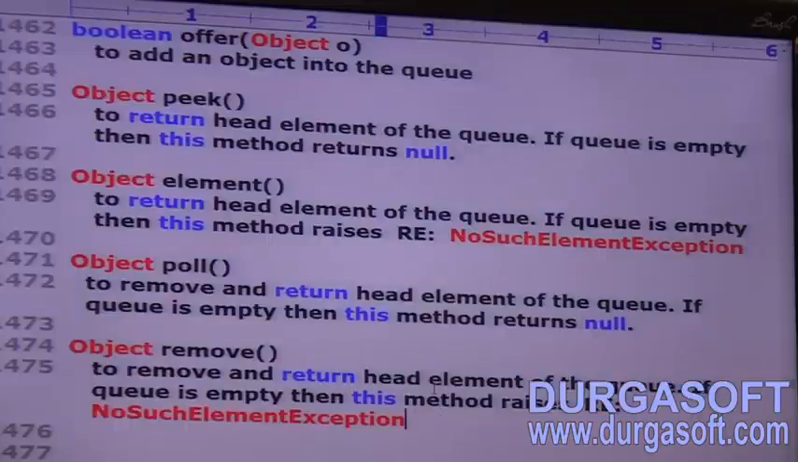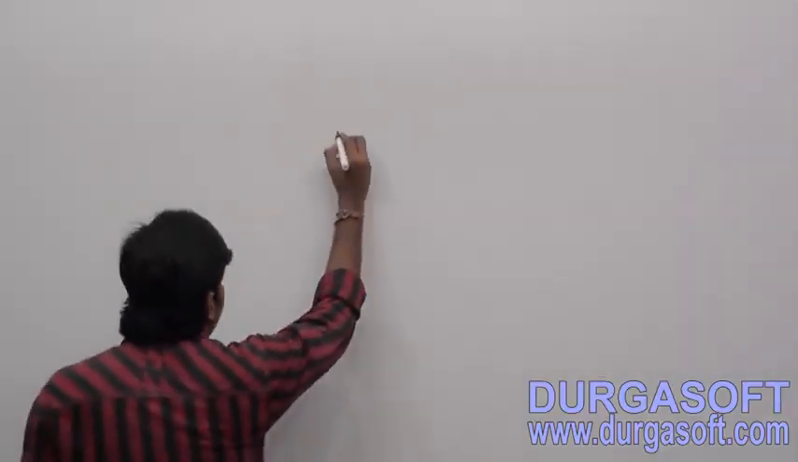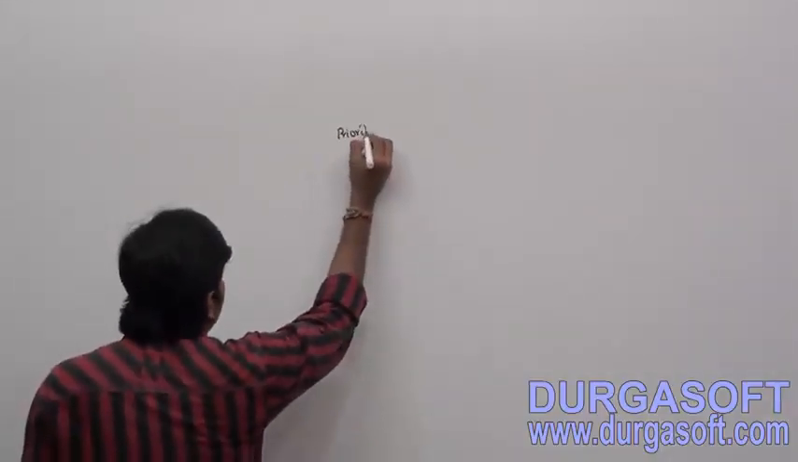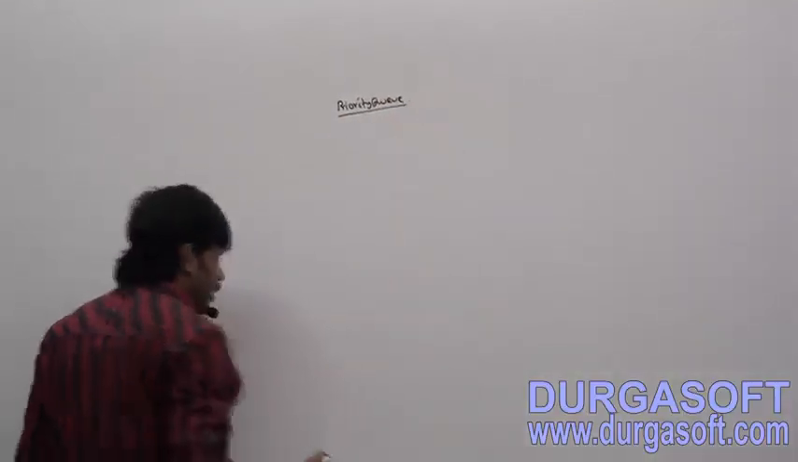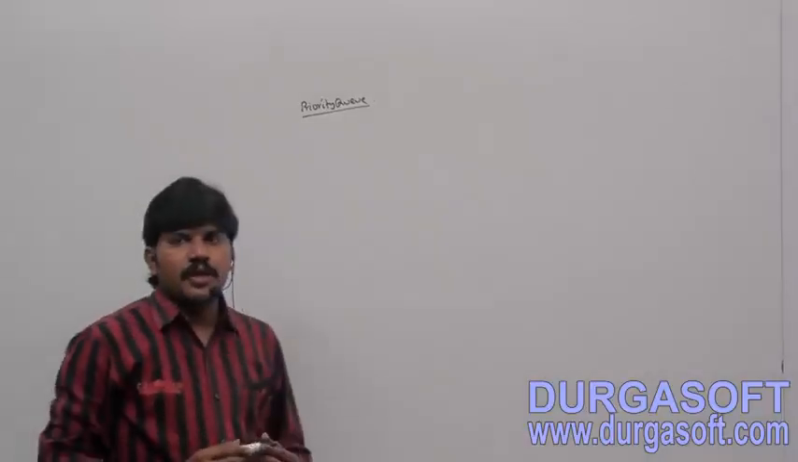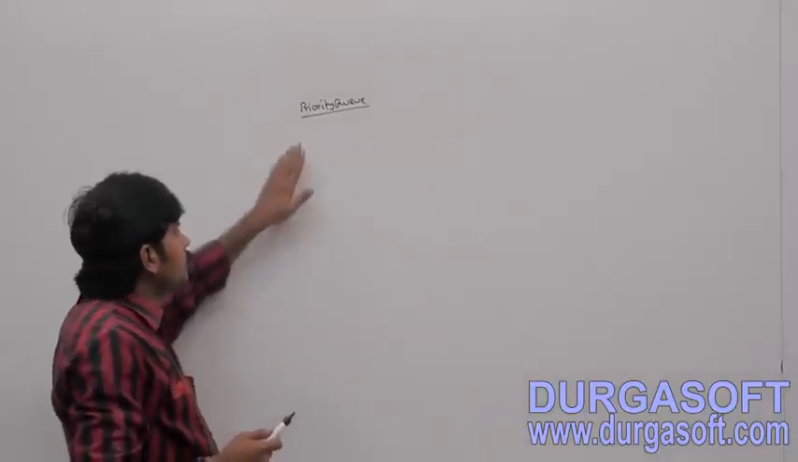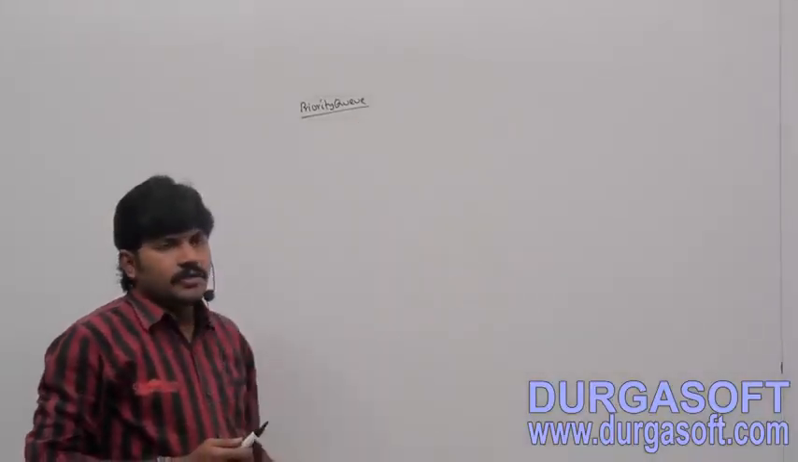Okay, that's all. Now the next terminology. Make sure of the first implementation class of Queue. What is the first implementation class? Of course, we are going to discuss only one class. Keep a subheading: PriorityQueue.